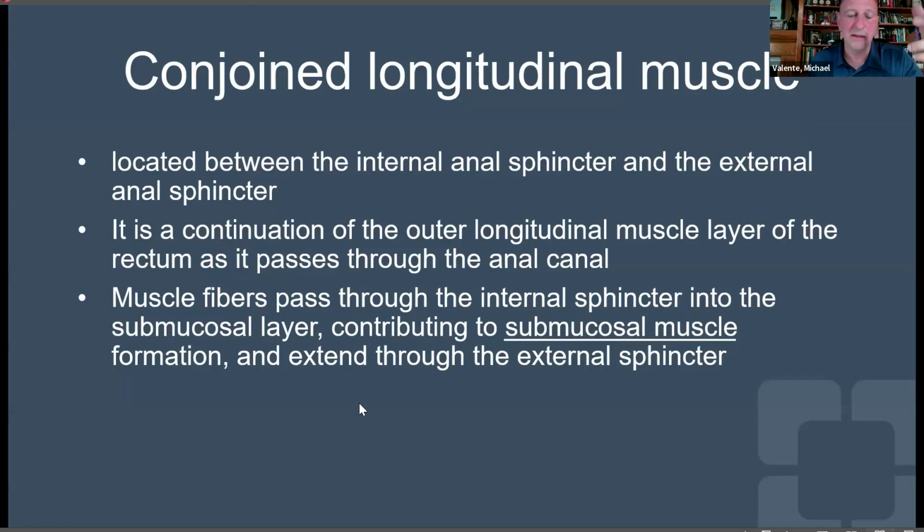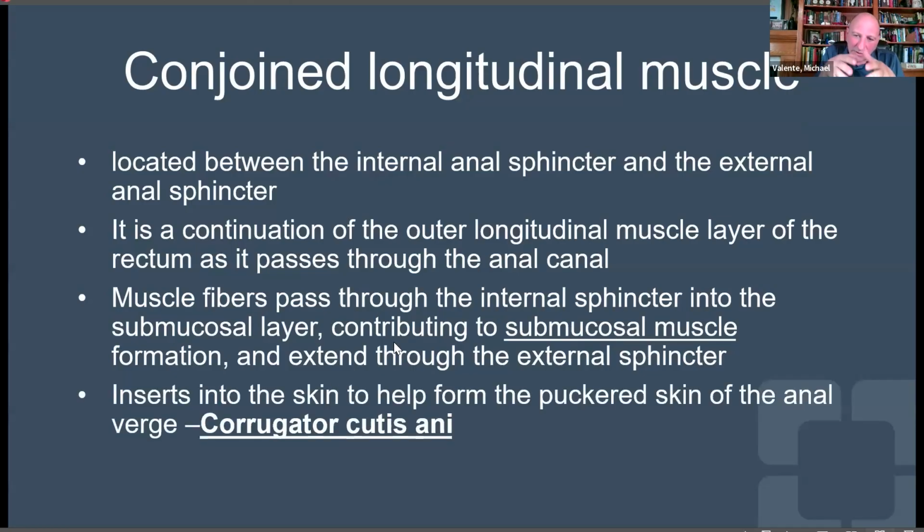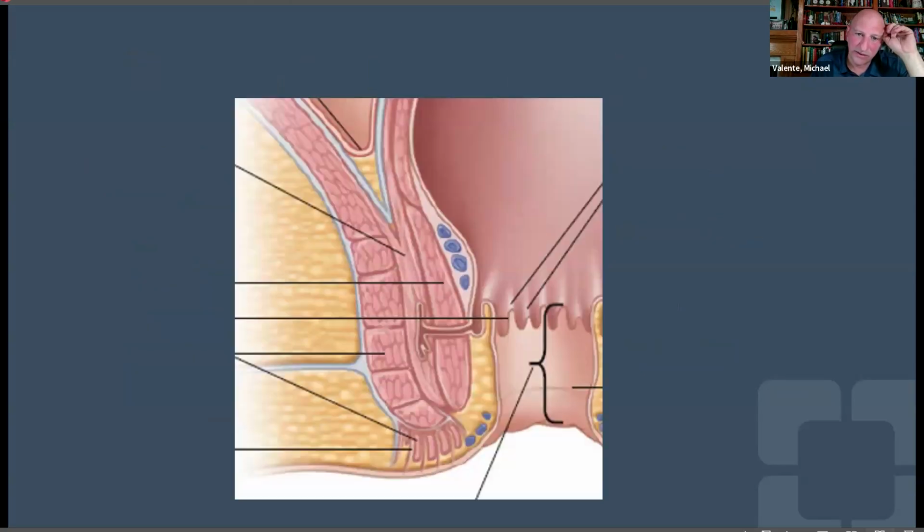making a submucosal muscle layer actually, and extends through the external sphincter. It goes all the way down to the anal skin, and the muscle fibers go out and pucker in. That's the corrugator cutis ani. That's where we get that puckered skin look of the anal canal. Let's go back to it there. So we have the puborectalis, levator, external sphincter, internal sphincter, the conjoined longitudinal muscle right here, and then it gives rise to the corrugator ani muscles right here.